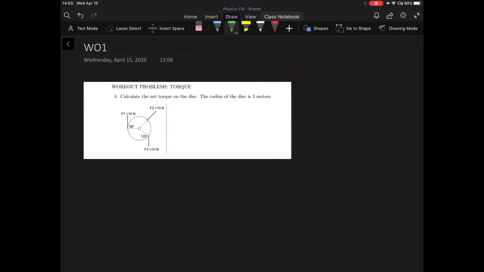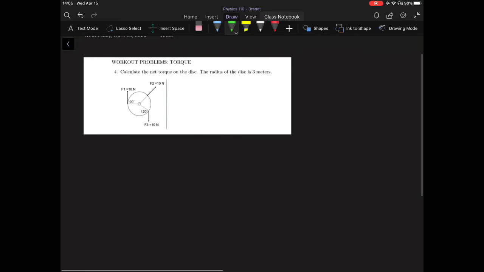All right, workout problem 1 for lesson 27. So we're trying to find the net torque on this disc. The radius of the disc is going to be 3 meters. So if we just use our torque equation, torque equals R cross F, all our vectors, once again, the other way we can write that is RF sine of theta here.